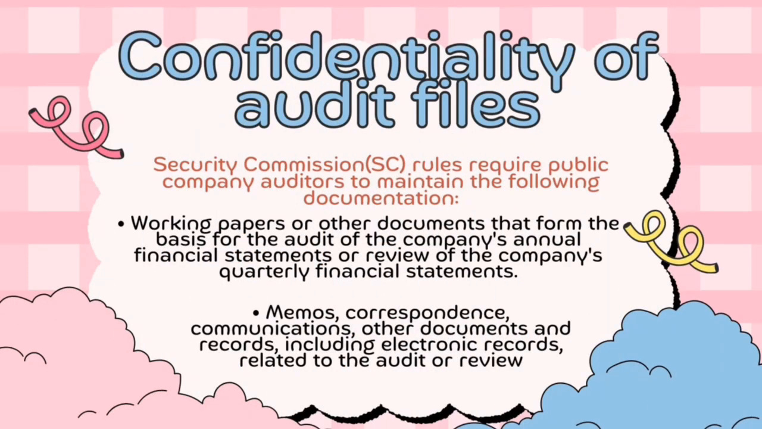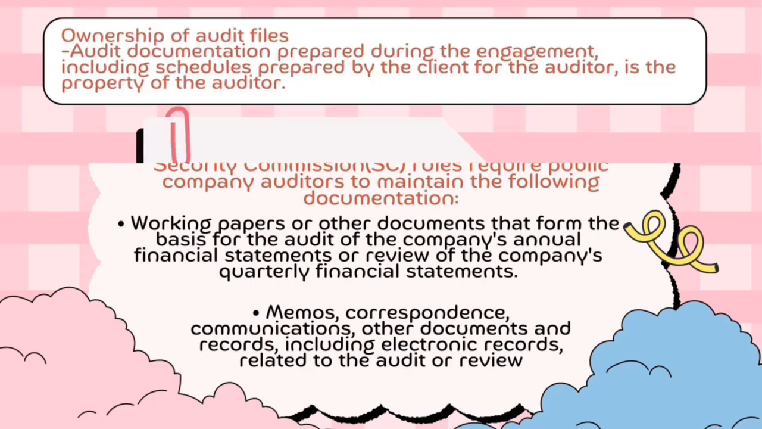Confidentiality of audit files. Security Commission rules require public company auditors to maintain the following documentation. Firstly, working papers or other documents that form the basis for the audit of the company's annual financial statements or review of the company's quarterly financial statements. Next, memos, correspondence, communications, other documents and records, including electronic records related to the audit or review.